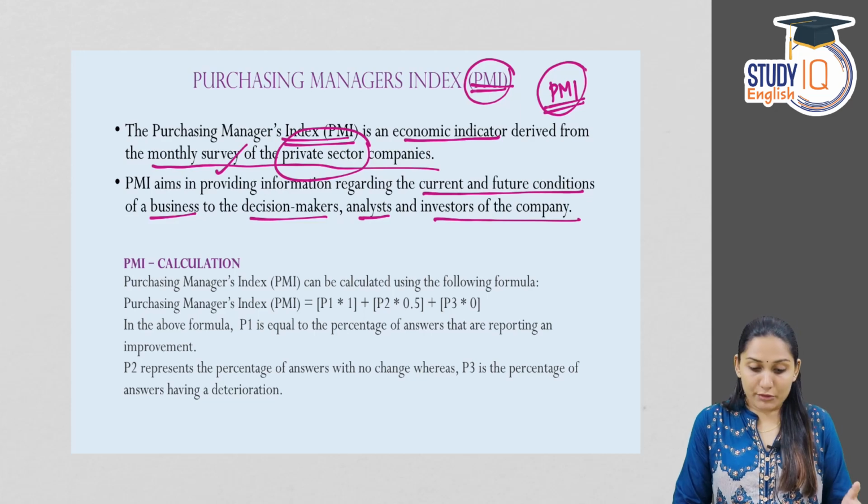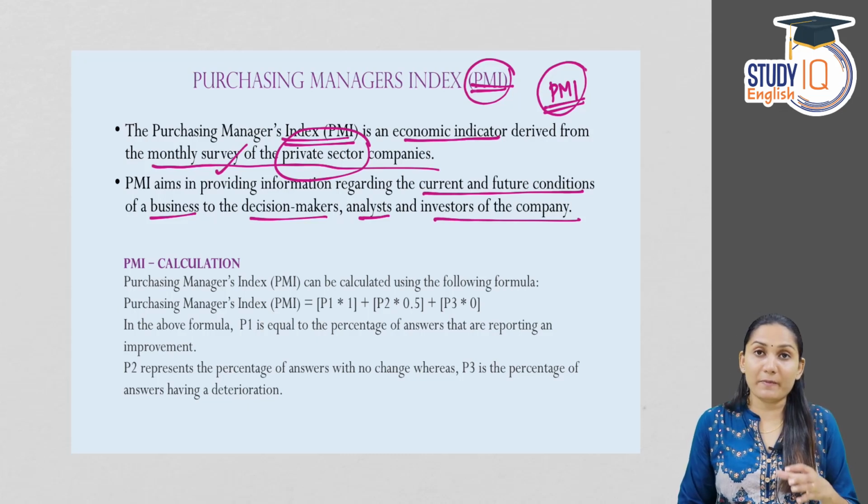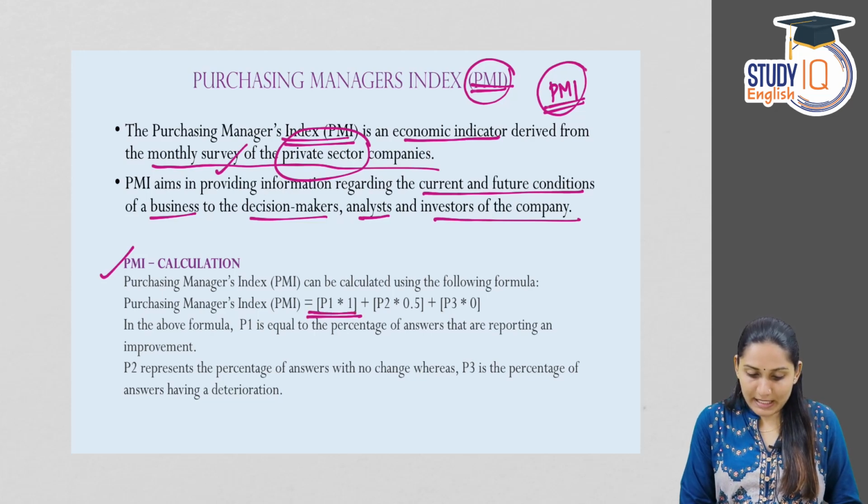So the purpose is to provide information to the businesses or the managers regarding the current situation of the business and also how it could be in the future. Coming to the calculation of PMI, Purchasing Managers Index calculation, the formula is P1 into 1 plus P2 into 0.5 plus P3 into 0. Let's see what it is.